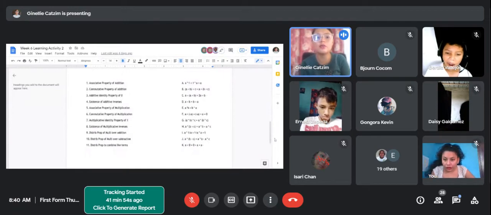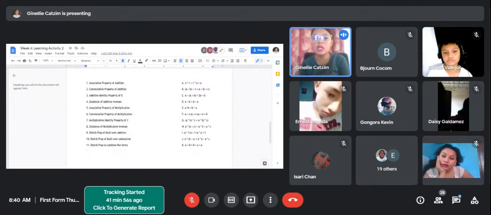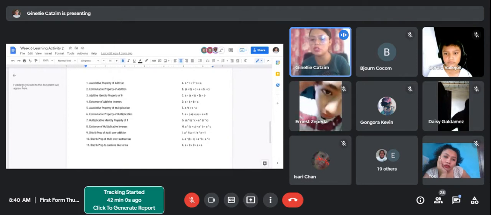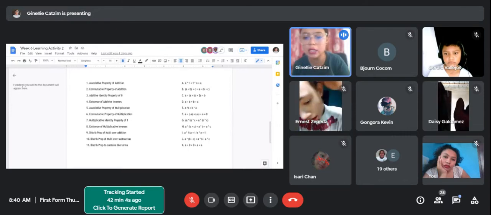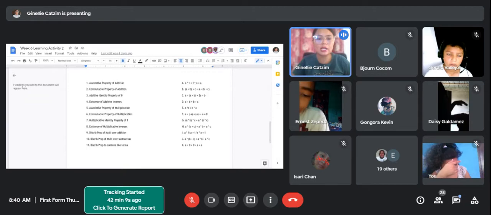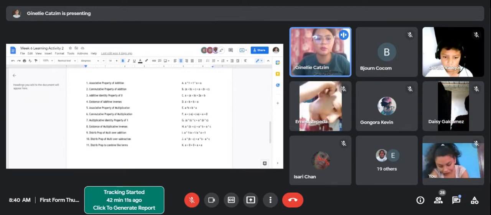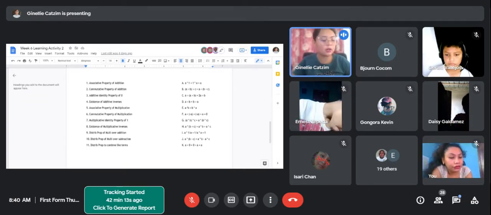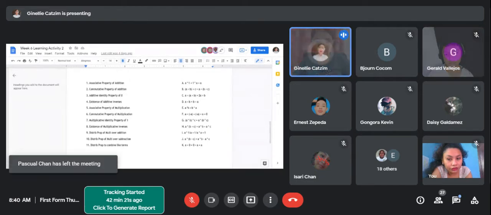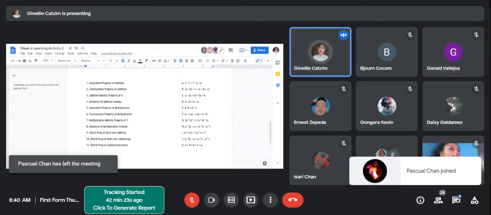So we have the associative property of addition. If we are to match with the ones to the right, which would we choose? Is it A, B, C, D, E, F, G? What is the associative property of addition, from the letters that we have there?